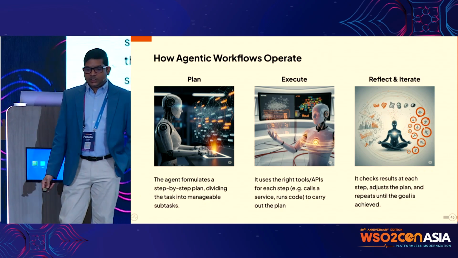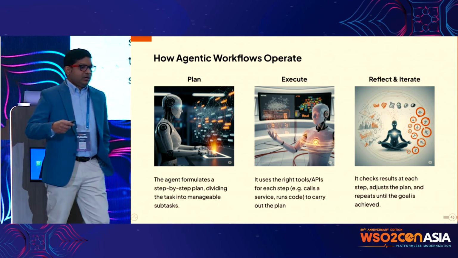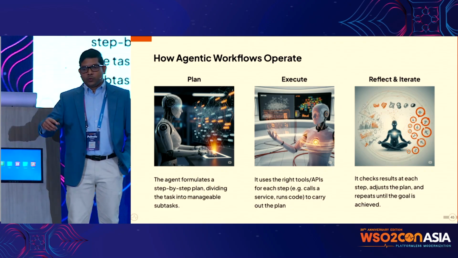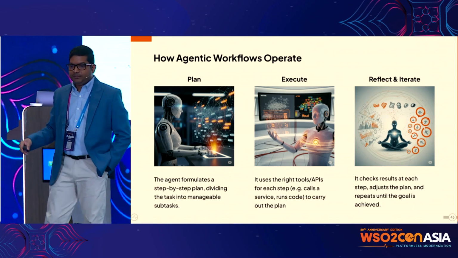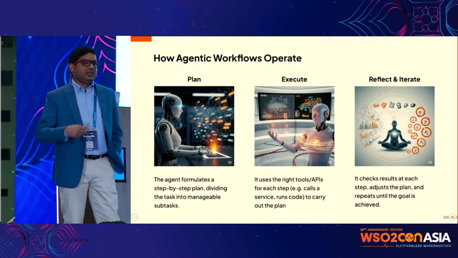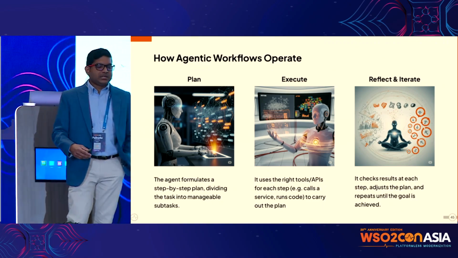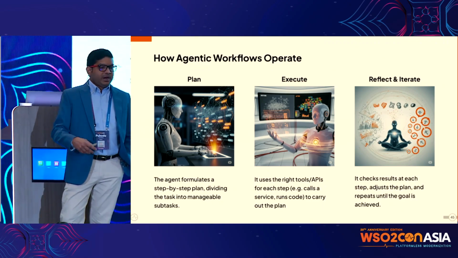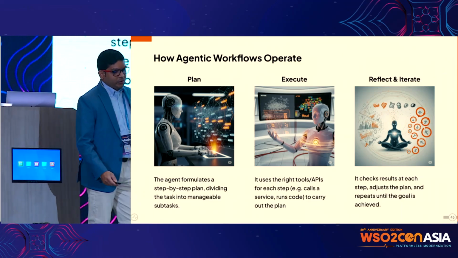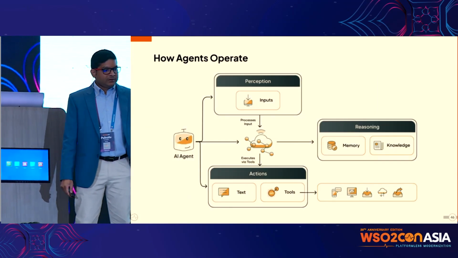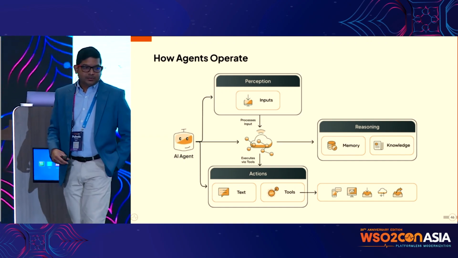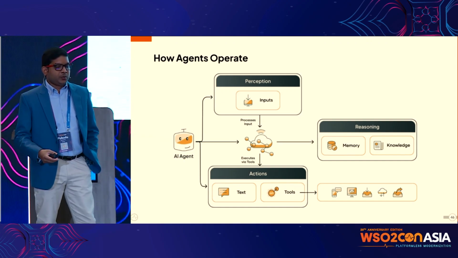At the last stage, what it will do is reflect and iterate. It will look at the results, it will identify if the results are doing great or whether it needs to improve on the results as well. And finally, it will basically go through the results and repeat this until the goal is achieved. So this is the high-level idea when it comes to how the agent operates.